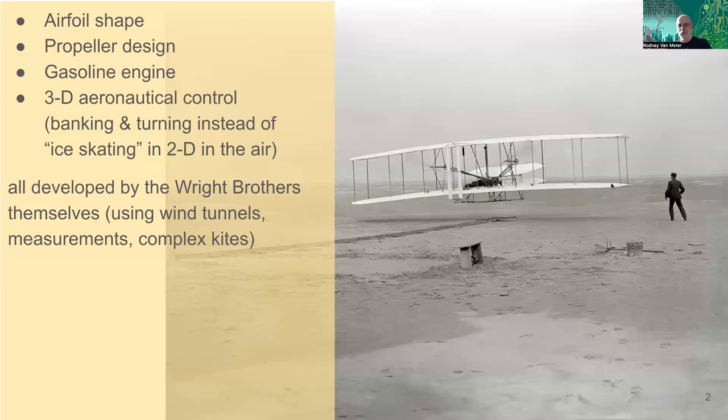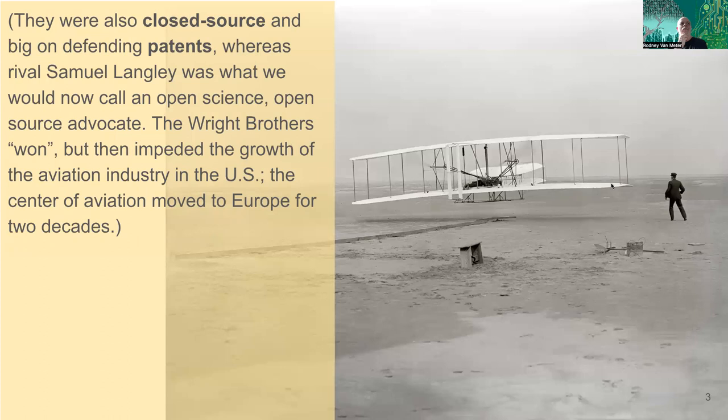Well, a little bit of help with a couple of people in their workshop, but they were the real drivers of it. They were also, by modern standards, advocates of closed source, and they were big defenders of patents. They actually kept a lot of their work secret while they were patenting it. Whereas their rival, Samuel Langley, who was the head of the Smithsonian Institution at the time, was what we would now call an open source or open science advocate. And he shared all sorts of information with the Wright brothers, and he wanted them to, in turn, share theirs with him, but they didn't. Instead, they were very secretive about it, and ultimately, they were the first to create the heavier-than-air powered flying craft. But because of their work, they essentially impeded the development of aviation in the United States for a couple of decades, and the center of it essentially moved to Britain and Europe for a couple of decades. So there's a lesson there.